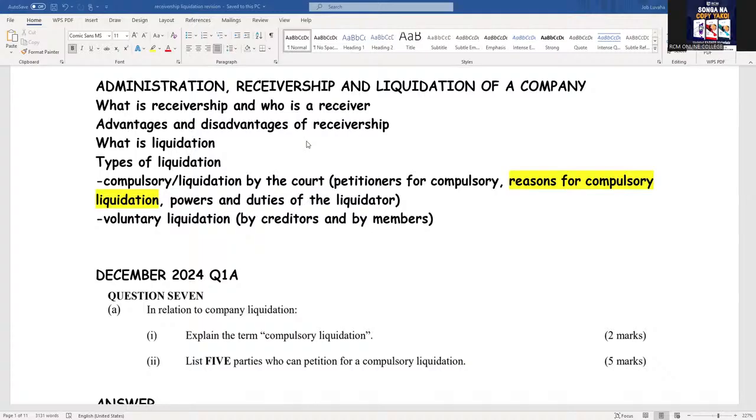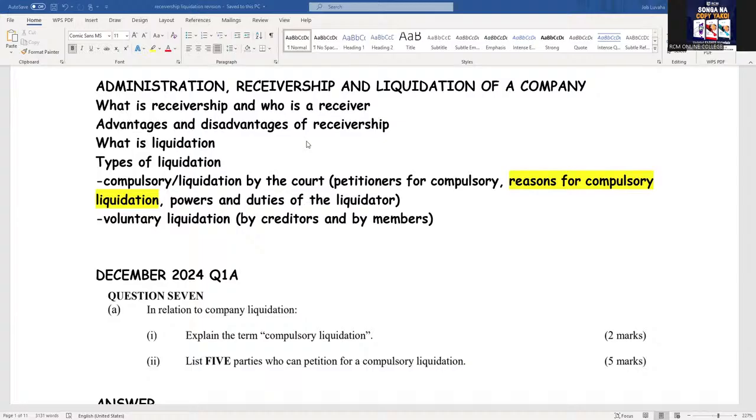Then we said for compulsory liquidation to be undertaken, or for the court to issue an order for compulsory liquidation, there has to be a number of parties who are supposed to do what? To petition for the compulsory liquidation. Who are these parties who can petition the court for compulsory liquidation? Who are the parties who can petition? Petitioning basically simply means presenting reasons.